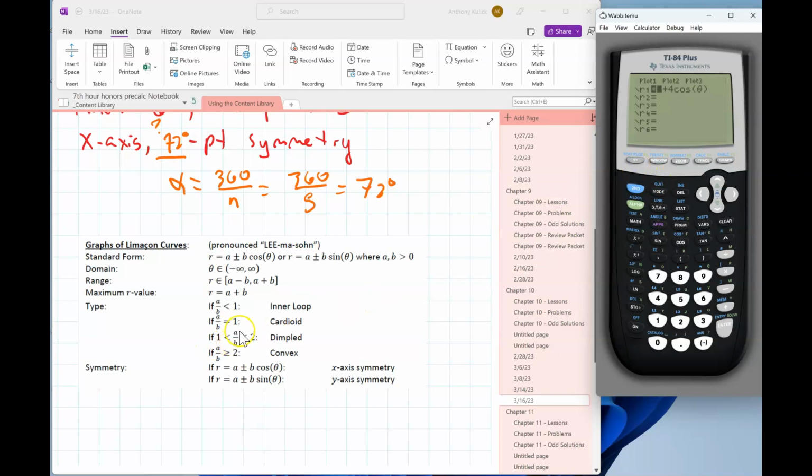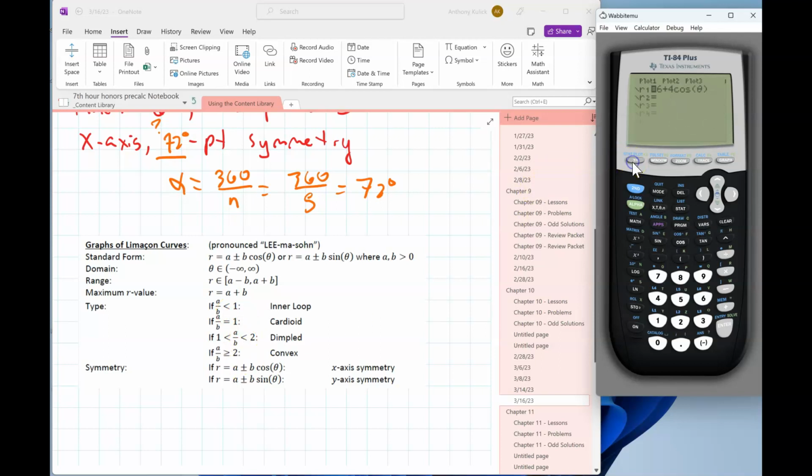If A over B is between 1 and 2, then it's dimpled. So 6 for A and 4 for B is like 1.5. That looks good. So there's my dimple right there. Still kind of looks like the cardioid. Those are the 2 hardest ones to tell apart just from looking at the picture. That's why this is nice, where you can just look at the value of A and B.